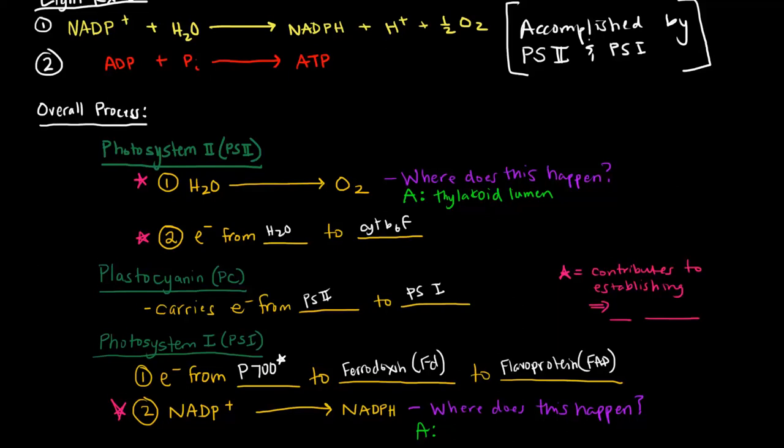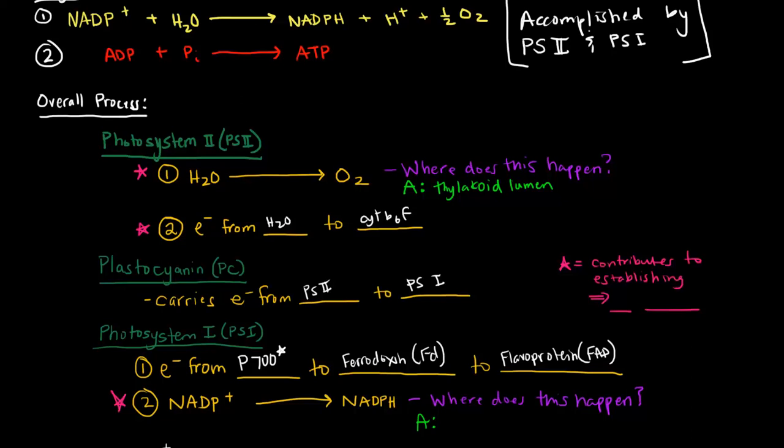Now it's important to know where this happens. This happens in the stroma. And again, I haven't talked about the details of why that's important just yet, but this thing and this thing are important to keep in mind. And all these three things that I've starred here, they all contribute to establishing a particular gradient. That gradient, of course, is the proton gradient or the pH gradient. And I'll talk about more details in just a second once we get to the Z-scheme.